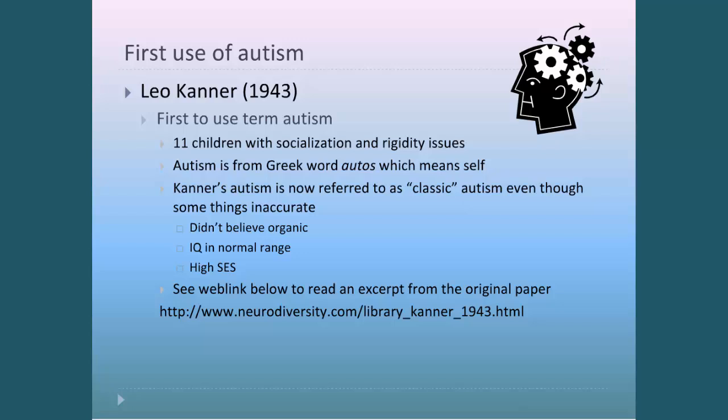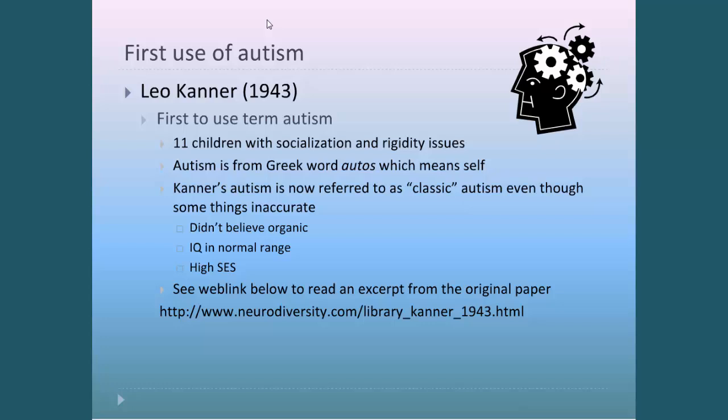The first person to use the term autism was Leo Kanner in 1943, and he described 11 children who had a lot of challenges with socialization and who were very rigid in their approach to behavior and to general life. So the word autism comes from the Greek word autos, which means self, and you may get that from autobiography, which also means a self-biography.